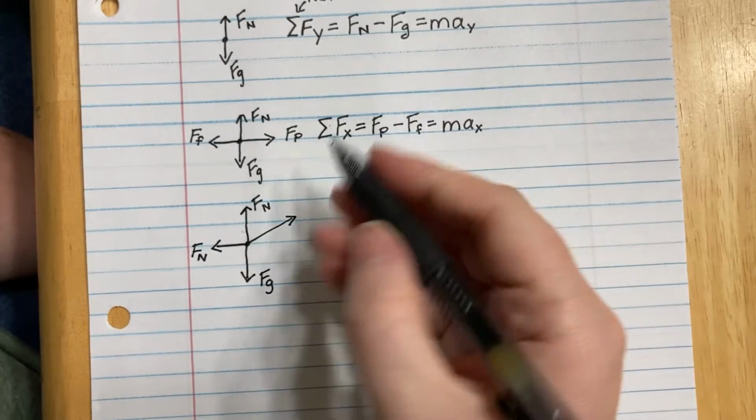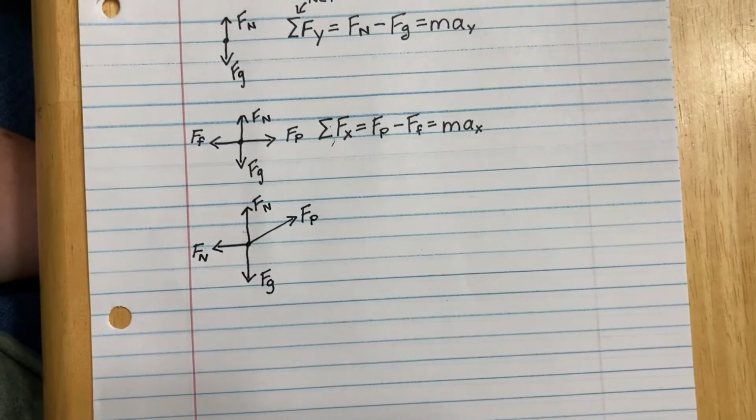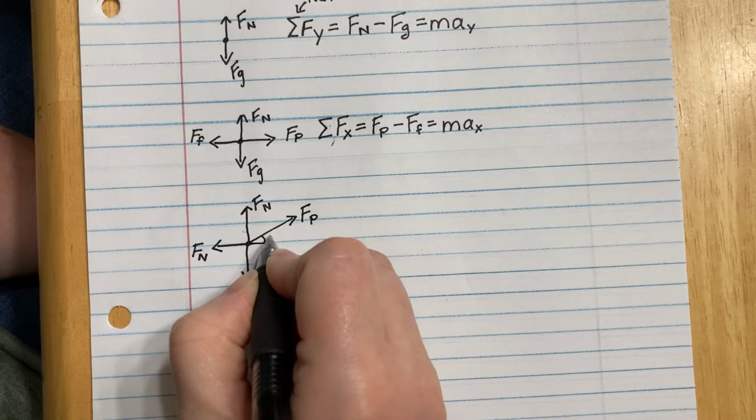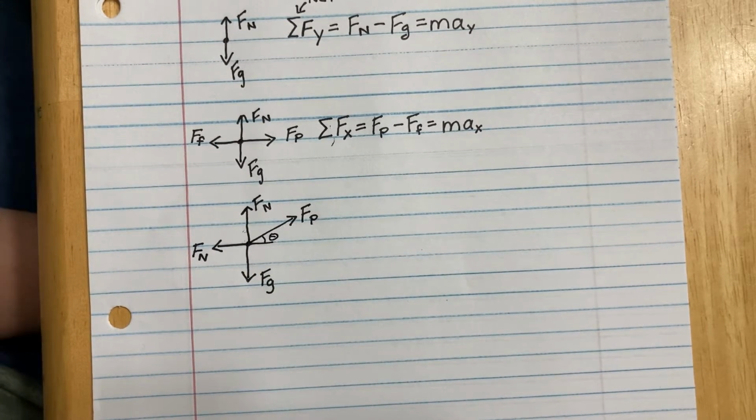Okay, so this I'm going to call FP. It's at an angle now. So we don't know what this angle is, we just know it's at some angle. Okay, so this is going to be like our two-dimensional motion.